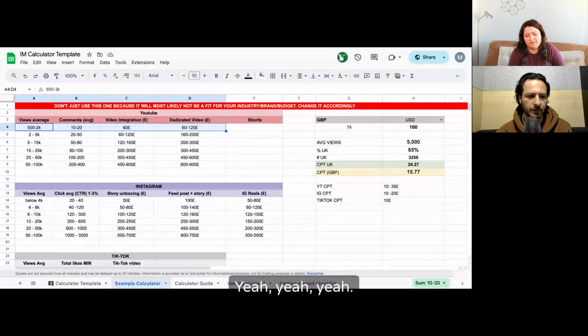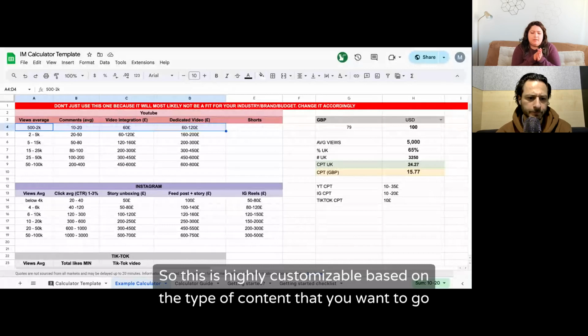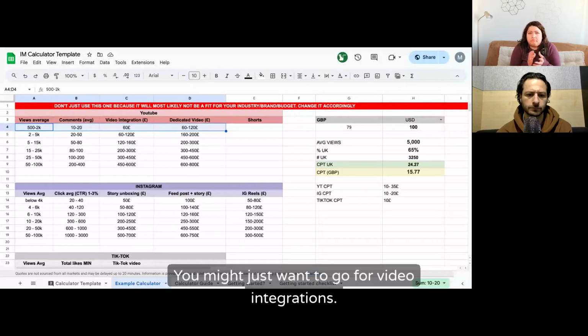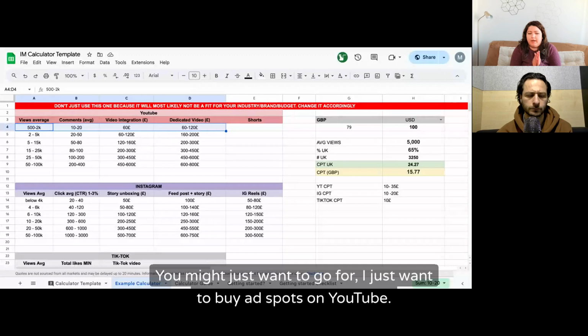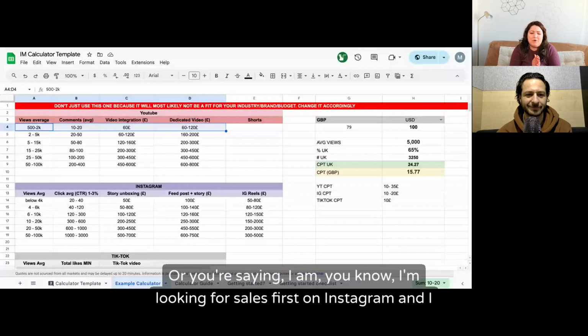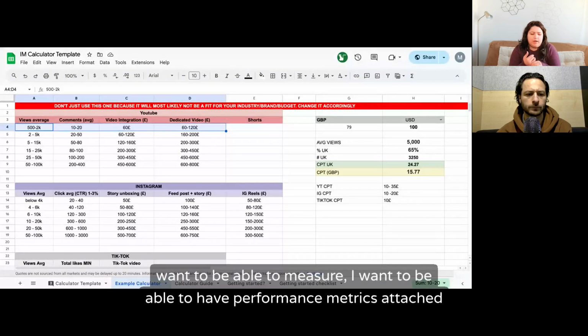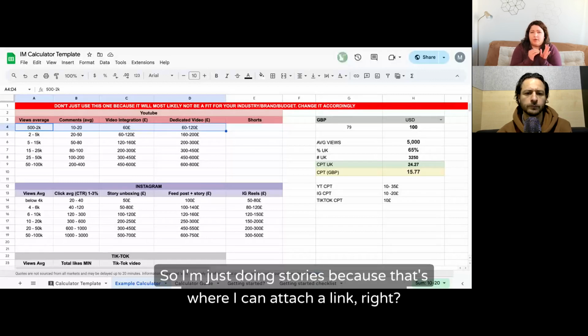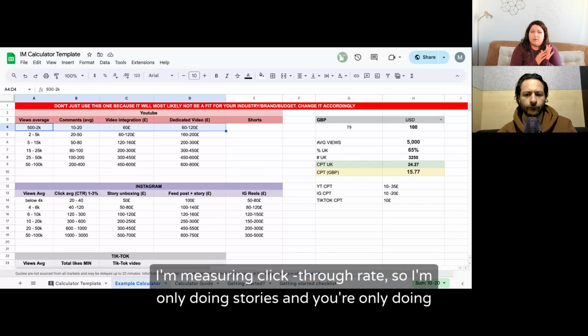Okay, great. Yeah. So this is highly customizable based on the type of content that you want to go for. You might just want to go for video integrations. You might say, I just want to buy ad spots on YouTube. Great. Then you just do that and you don't worry about anything else. Or you're saying, I'm looking for sales first on Instagram and I want to be able to have performance metrics attached to my campaigns. So I'm just doing stories because that's where I can attach a link, right? I'm measuring click-through rate, so I'm only doing stories.